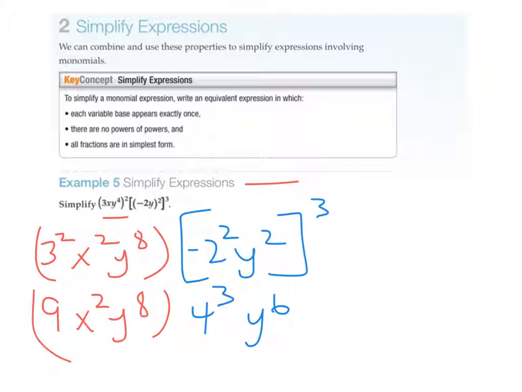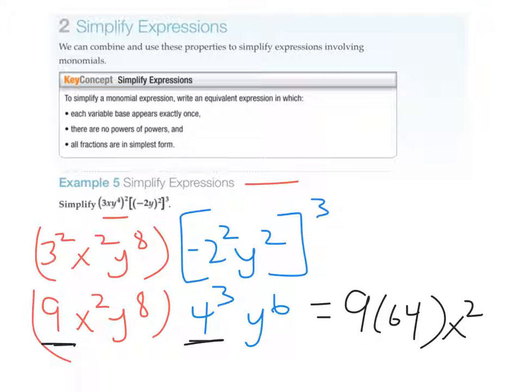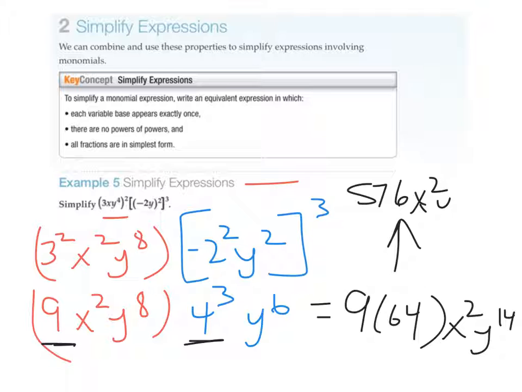And so I can do 4 to the third power, which on your calculator would be 64. So if I write this problem as 9 times 64, that's the numbers because that's what 9 is. The x squared, and then y would get added, which is 14. So 9 times 64, my calculator, equals 576. So my final answer is 576 x squared y to the 14th. And there's my simplified answer to this expression.